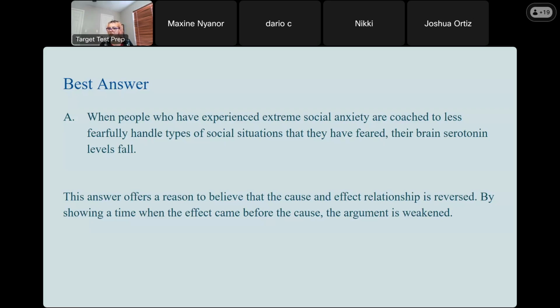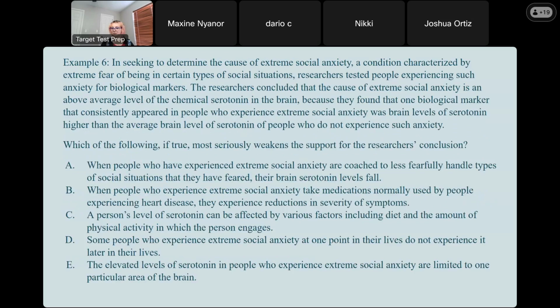Is that one on the last question? Okay, let's see. So it's because the relationship is reversed, because they are altering the effect, the extreme social anxiety, and then the cause is altering accordingly, and that implies that the sequencing is wrong. In the argument, the serotonin is causing the extreme social anxiety, but what A says is when we take away the effect, the cause also falls, which implies that the cause and effect are switched.